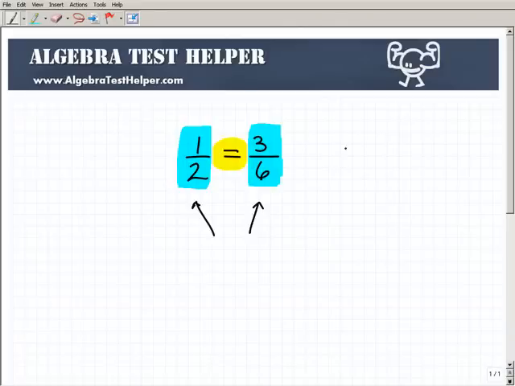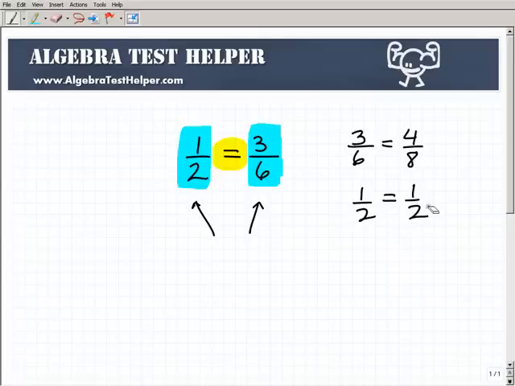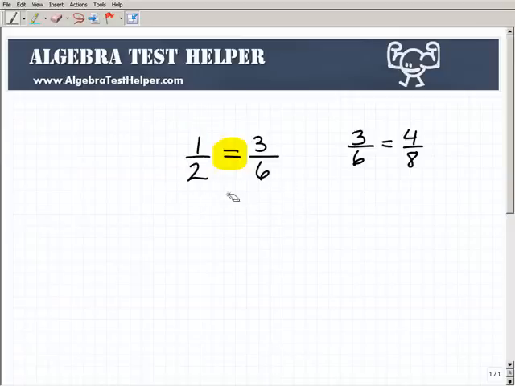So let's make some other ones up here. Let's say maybe 3/6 is equal to 4/8. Is that a proportion? Absolutely, because 3/6 is the same thing as 1/2, and 4/8 is also the same thing as 1/2. So 1/2 is equal to 1/2. Once again, you have two equal fractions. So a proportion is an equation of two equal fractions.